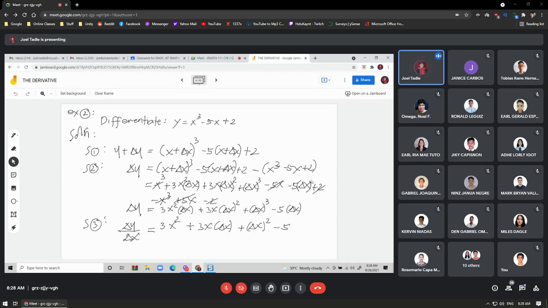That is the second step. Before we go to the third step, we expand the cube of the binomial. So first, we cube the first term. So, x cubed.